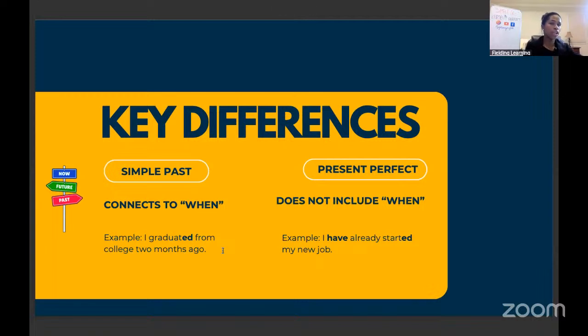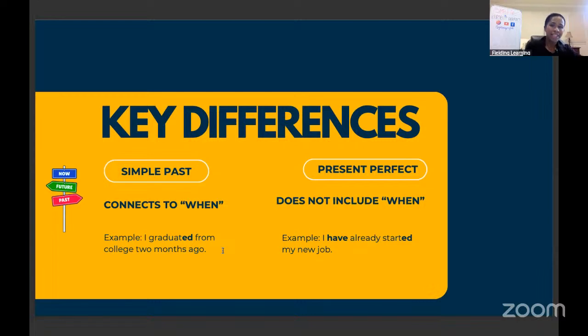Now, when we are talking about simple past, I said that you know when the action happened. An example over here, I'm going to also show you guys, is: I graduated from college 2 months ago. So you know when that happened. So you graduated 2 months ago from college.